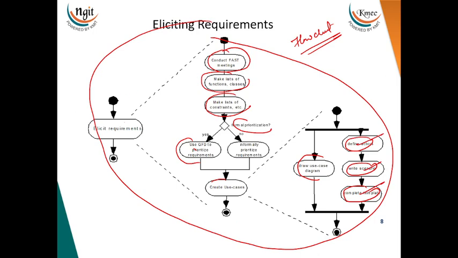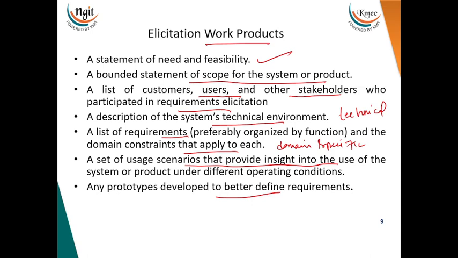Correct. Then the next part, the eliciting work product. A statement needs to be flexible, meaning it can be anything. It can work anywhere, and it should be very flexible. I can use that, anybody can use. The boundary statement of scope for the system: there should be a boundary for the system and the product. A list of customers, users, and other stakeholders who participate in the requirements. This should be there. So who are the customers, who are the users, and who are the stakeholders who participate in requirements elicitation?